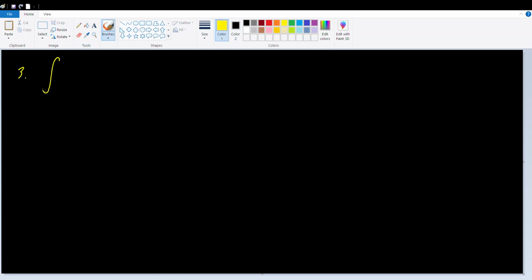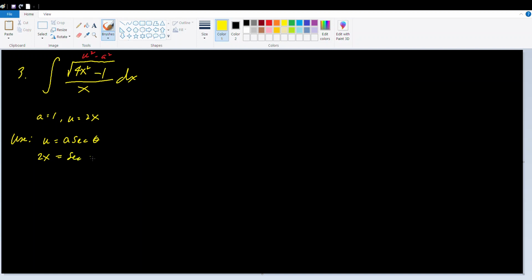As our third example, let us evaluate the integral of the square root of 4x squared minus 1 all over x dx. So we start with the radicand 4x squared minus 1, which is of the form u squared minus a squared. So clearly, our a is 1 and u is 2x. So for u squared minus a squared, we use the substitution u equal to a secant theta, or 2x equal to 1 secant theta. Getting the differential, that will be 2 dx equal to secant theta tangent theta d theta.